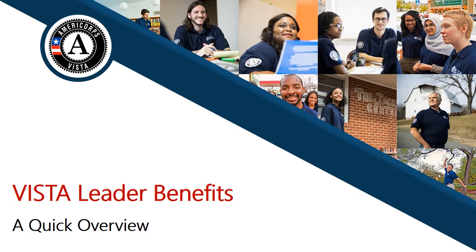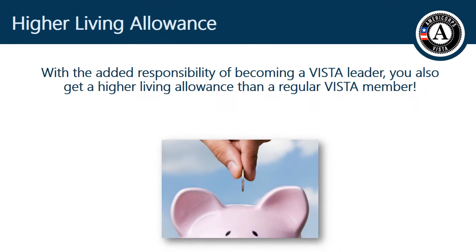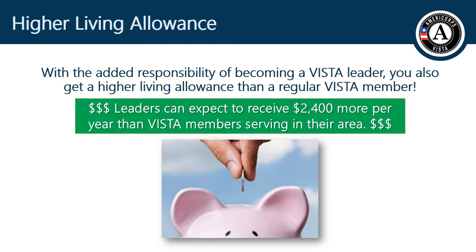Before we wrap up this first training, we'll take a few minutes to do a quick overview of the additional benefits you'll receive as a VISTA leader. The benefit you're likely to notice first is the higher living allowance payment. With the added responsibility of being a VISTA leader, you'll also receive a higher living allowance than a regular VISTA member. Leaders receive $2,400 more per year, which works out to about $200 more per month than VISTA members who are serving in the same area. You can find a link to VISTA living allowance rates below this training.